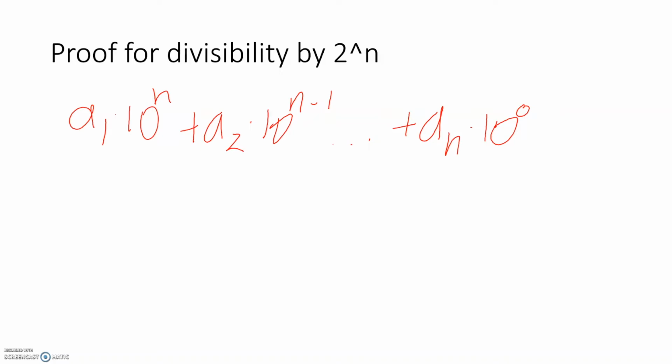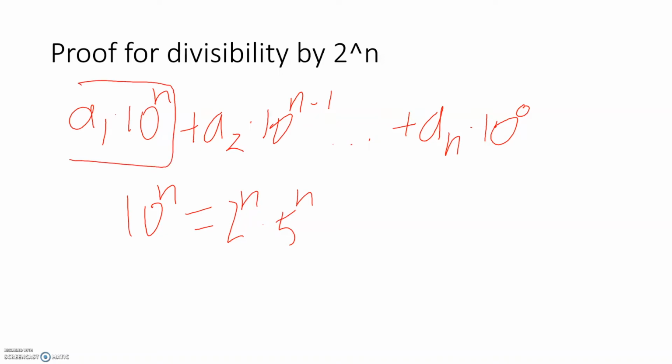Since we know that 10 to the n is equal to 2 to the n times 5 to the n, all terms after this 10 to the n are divisible by 2 to the n. So we only need to worry about the last n terms.